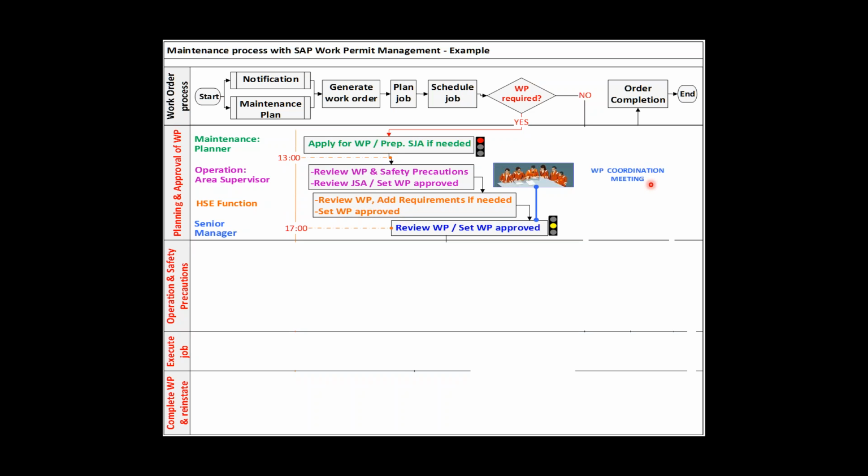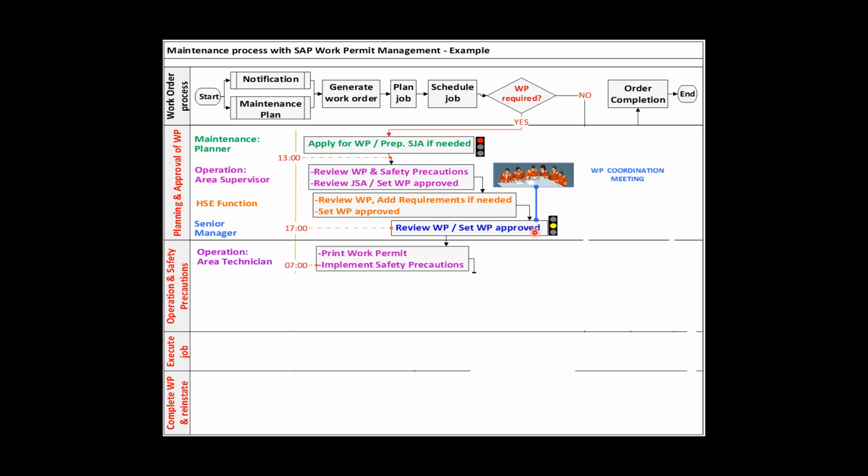There is a work permit coordination meeting, which is carried out. At that time, the senior manager is conducting this session and coordinating if there is any inconsistency, if there are some parallel work on the same equipment, and to check that everything is fine. Finally, when he is happy, the work permit is approved by the senior manager. So at that time, we have this yellow traffic light, which means the final approval is given. Means all the approvals which are required for the execution are issued.